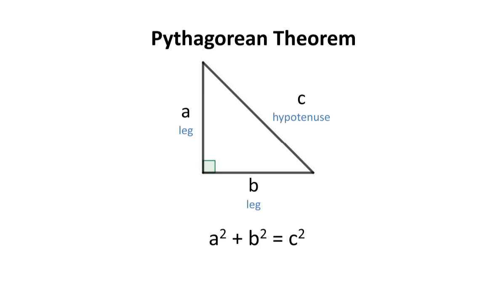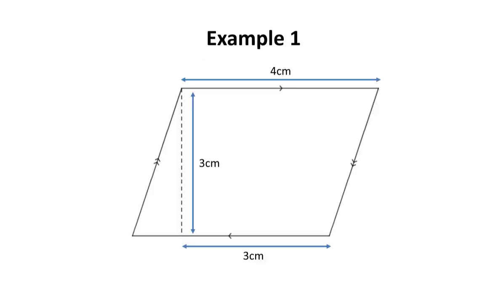The Pythagorean theorem, which is a squared plus b squared equals c squared, represents the relationship between the sides of a right triangle, where a represents a leg, b represents another leg, and c represents the hypotenuse.